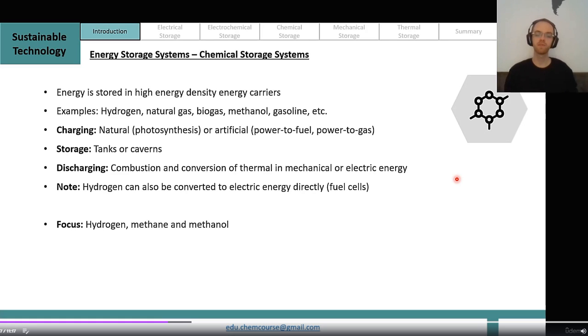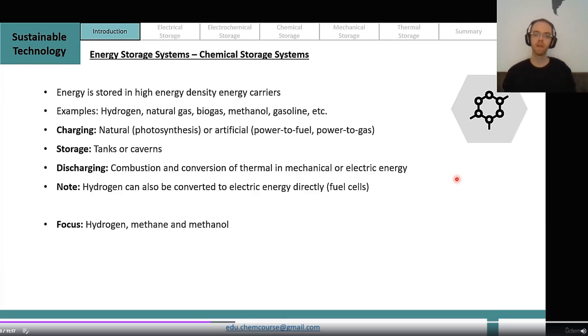Chemical storage systems store energy in terms of a high energy density energy carrier. This might sound very abstract, but it's actually something very simple. We're looking here at hydrogen, at natural gas, at biogas, methanol, gasoline. So we're looking at some kind of molecules which we can generally say combust in one or the other way. So charging works in a natural way, for example, photosynthesis, or in an artificial way. So for example, power to fuel or power to gas, which you already heard about.